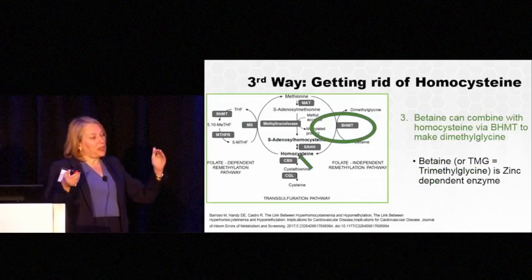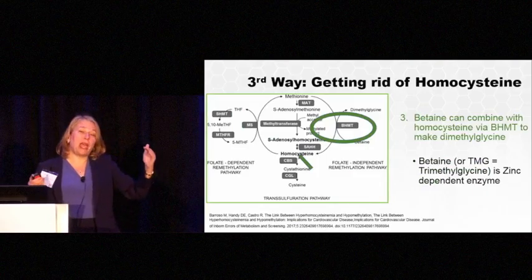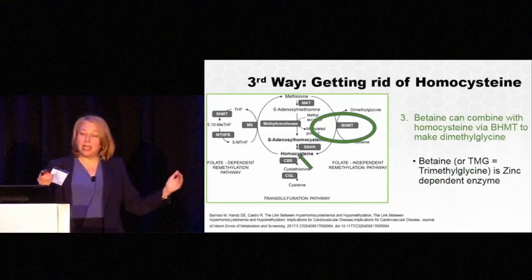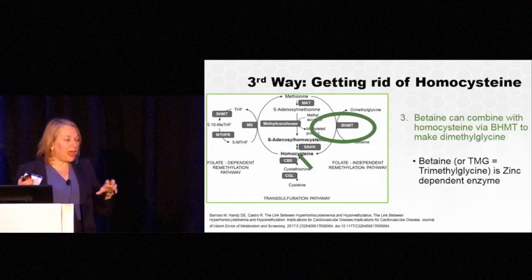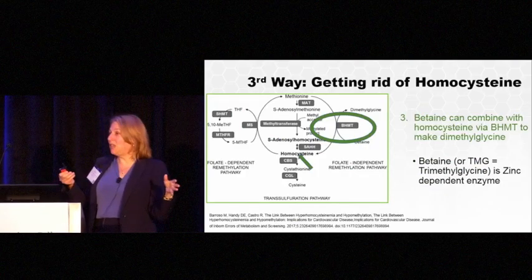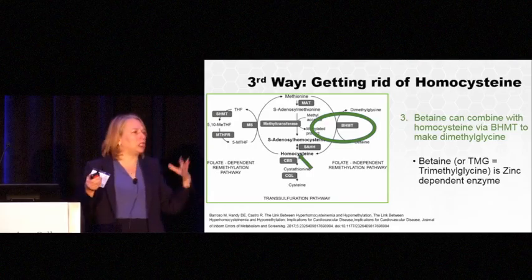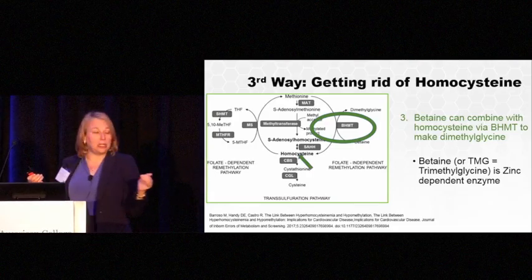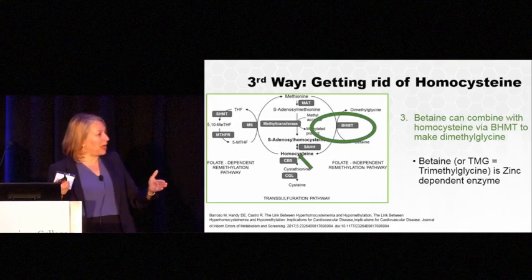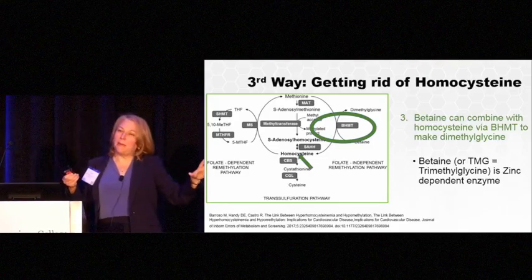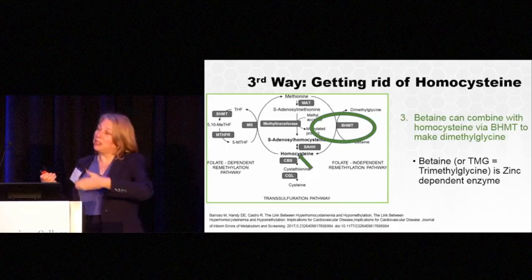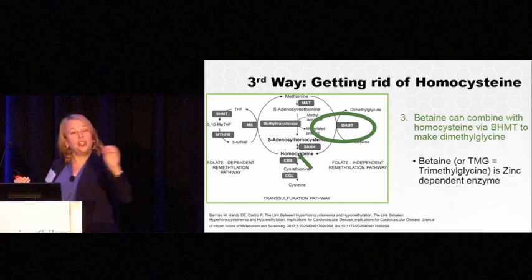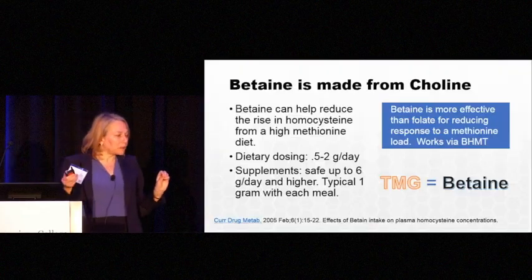But you also can have a third way where you can convert it back to methionine with the BHMT pathway. That pathway is pushed by betaine, which is not just beets, also spinach and lots of other foods have it. Betaine, by the way, is also called TMG, and that's a zinc-dependent pathway. So if they have problems in that BHMT pathway with known variants that affect this homocysteine level, you want to make sure they have adequate zinc.